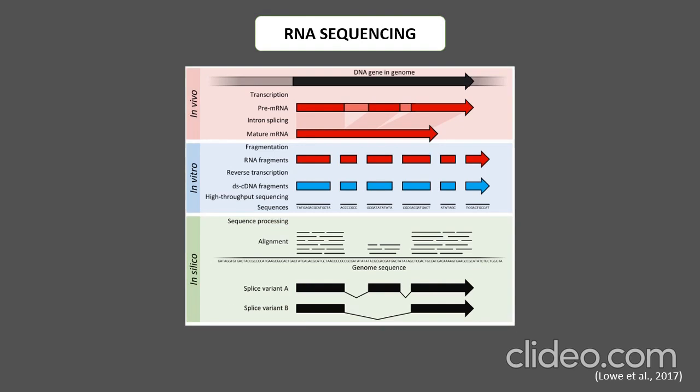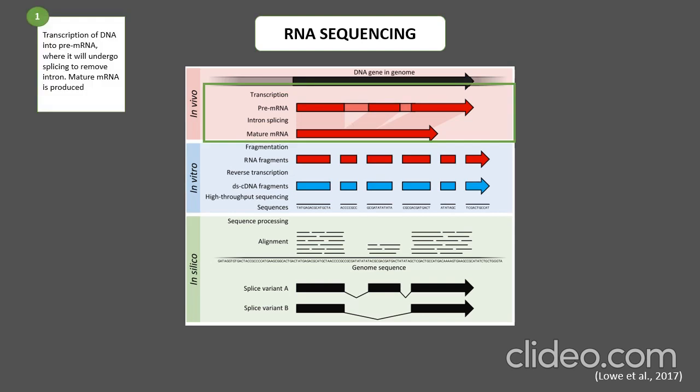Now let's discuss RNA sequencing. Same as microarrays, it also happens in three compartments: in vivo, in vitro, and in silico. The first one occurs in the organism itself, where the DNA will be transcribed and spliced to produce a mature mRNA.